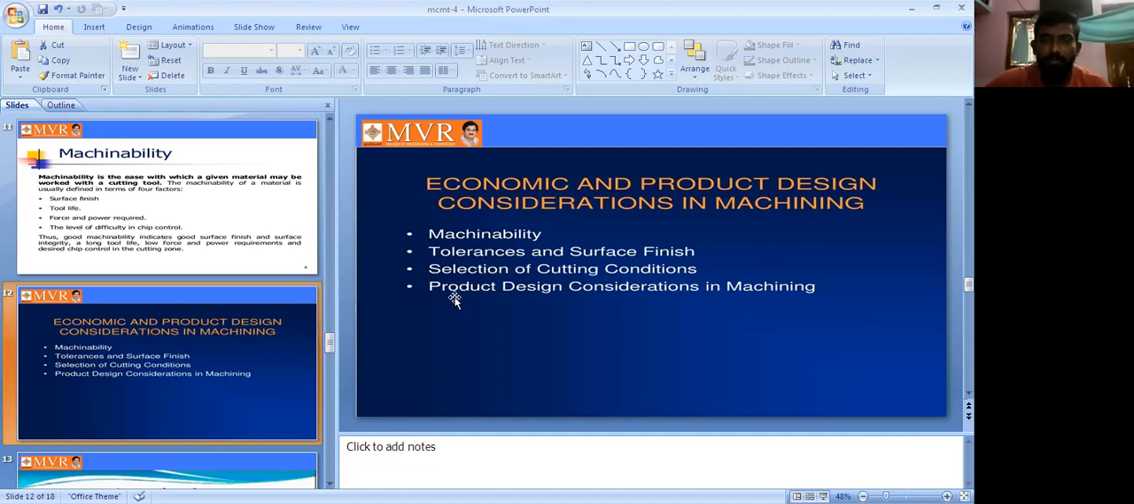Next one is product design consideration in machining. Product design is also very important. Based on the product design only, we can calculate the economic product design consideration in the machining process. So these are the two points for the economic product design consideration in machining. Next one we can see.